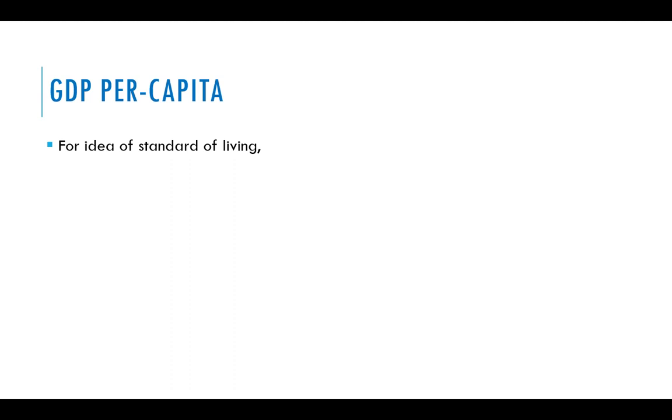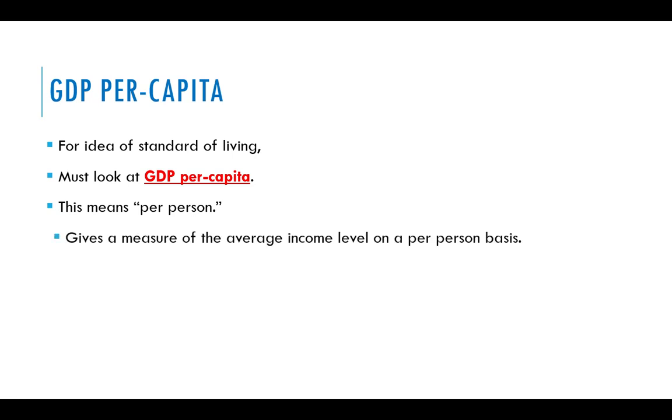For the idea of standard of living, if we're trying to say not just the size of the economy, but how does it translate into standard of living, we need to look at an idea called GDP per capita. Now, per capita means per person. So think about what we're doing here. Instead of just looking at total GDP, I want to know how much GDP there is on a per person basis. So this is going to give us a measure of the average income level on a per person basis. So on average, what portion of GDP does each person get? It's a good proxy for average income.